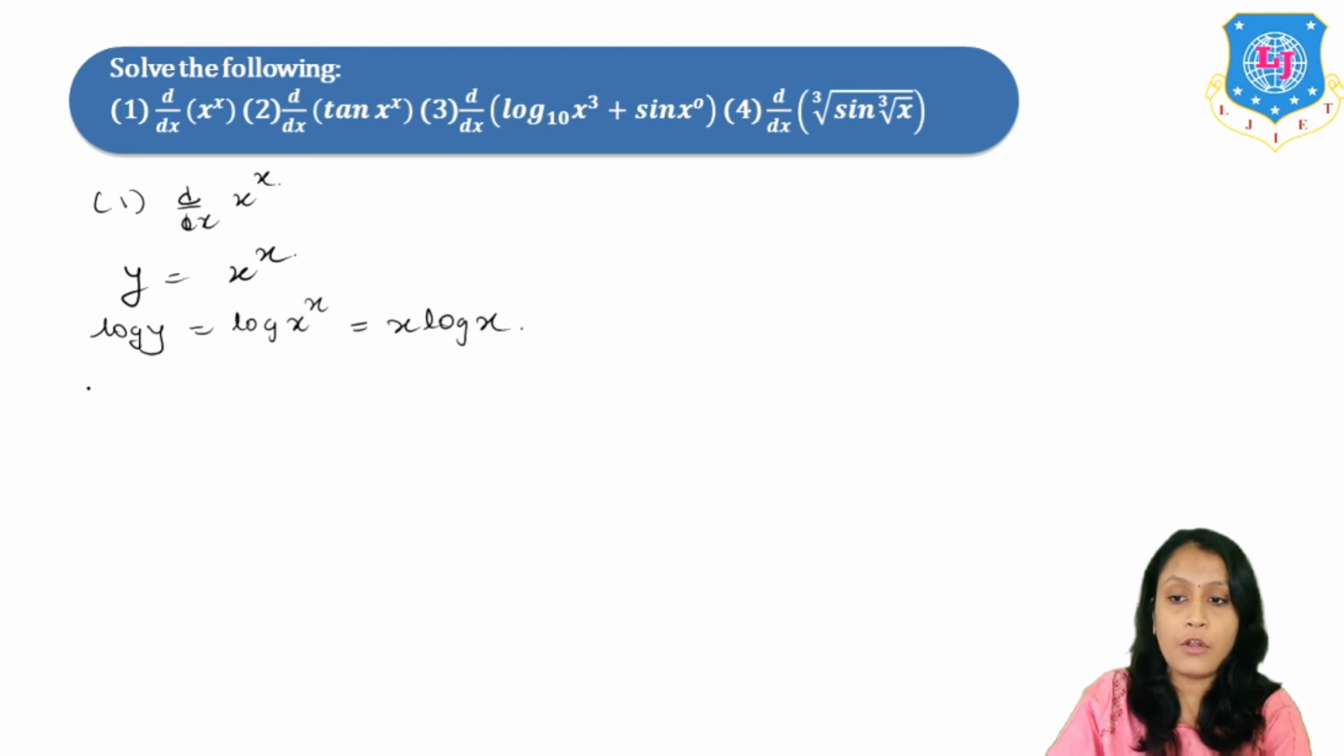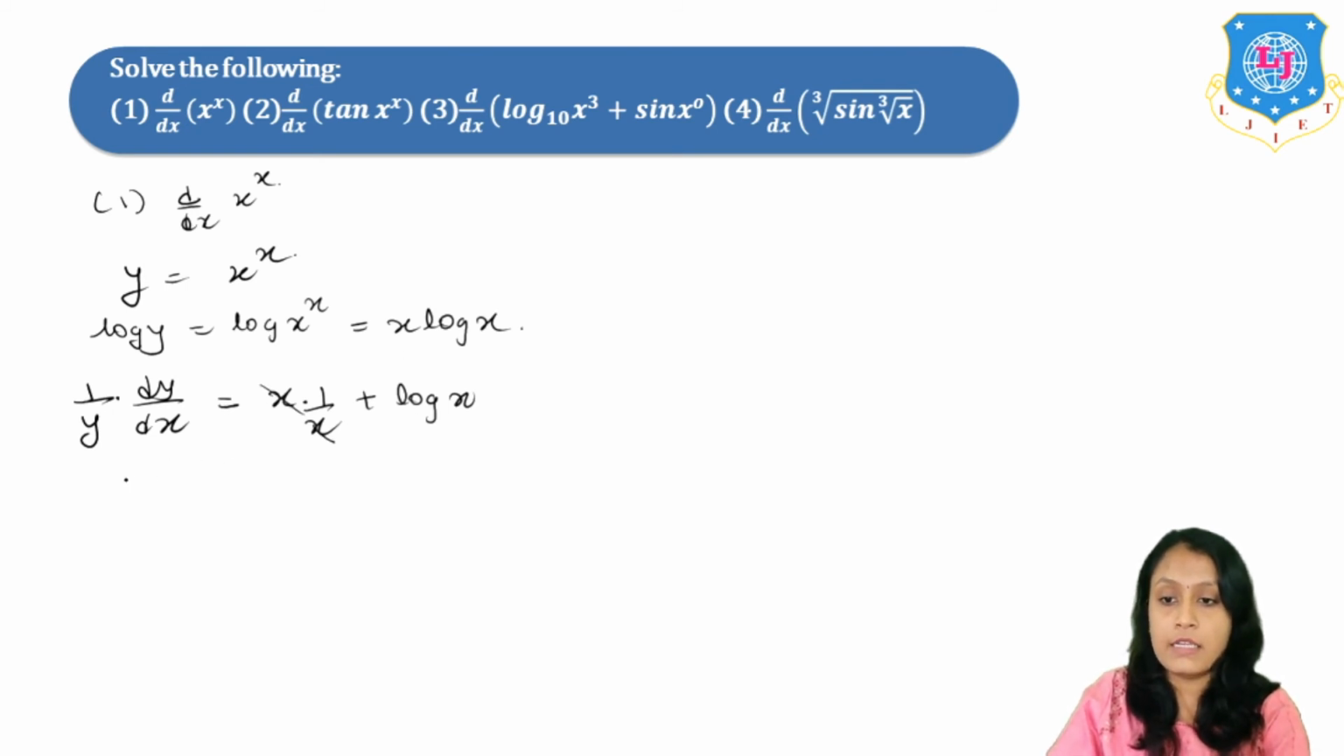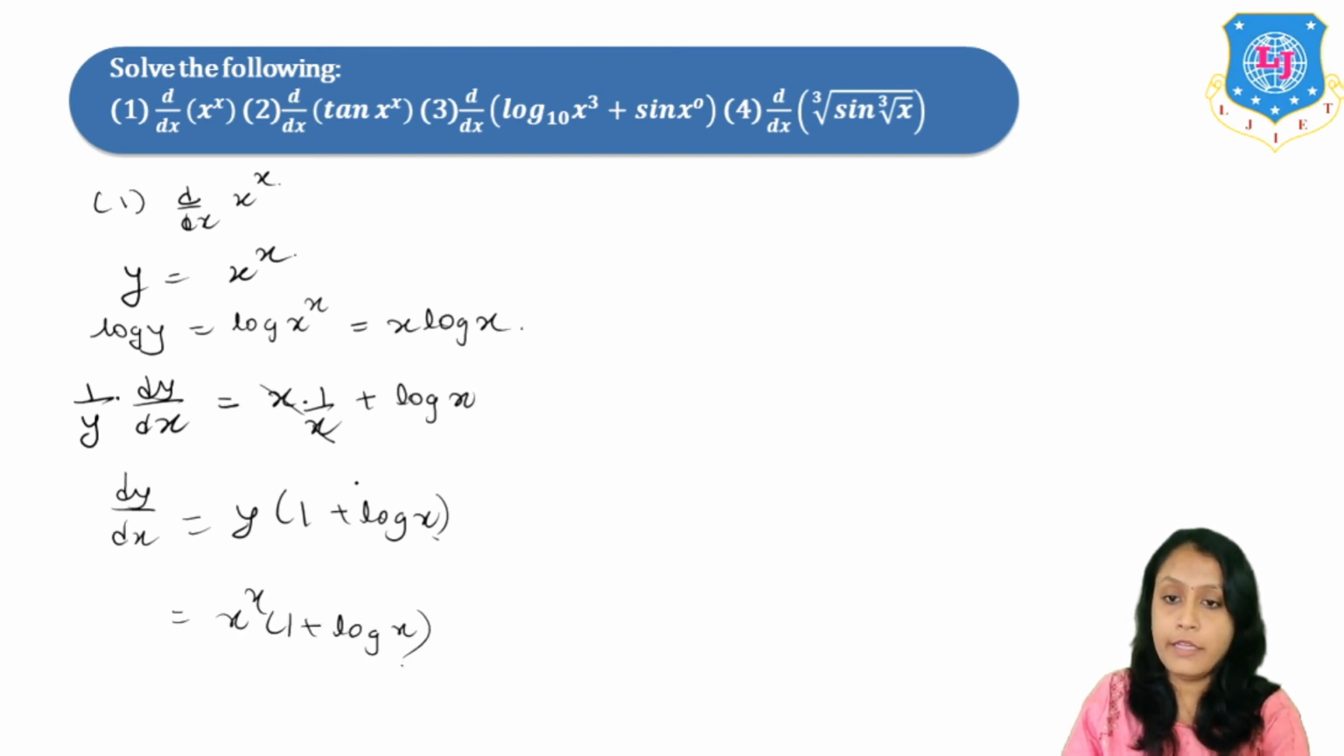So derivative of log y is 1 upon y into derivative of y, which gives dy by dx, is equal to, now apply multiplication rule over here. So x as it is, derivative of log x is 1 upon x, plus log x as it is, and derivative of x is 1. This x will get cancelled. So dy by dx is y into, bring this y over here, so y into 1 plus log x. Now y is x raised to x, so dy by dx is x raised to x into 1 plus log x. Now let's solve the next example.